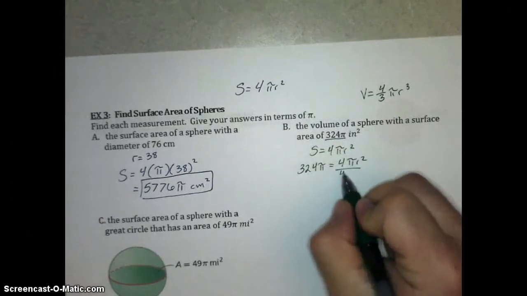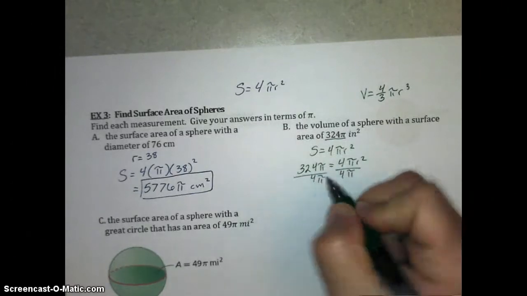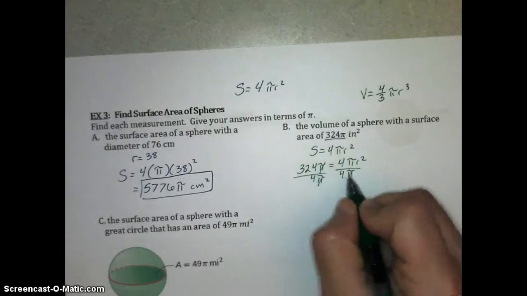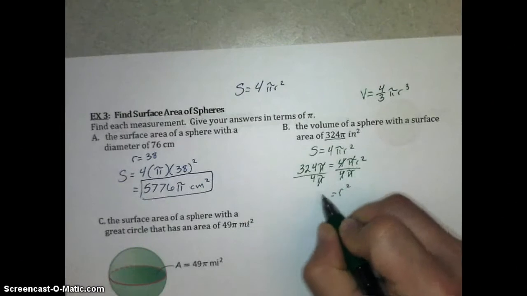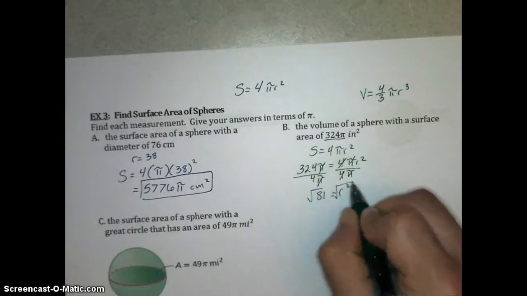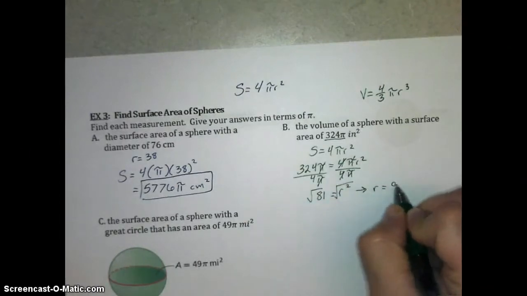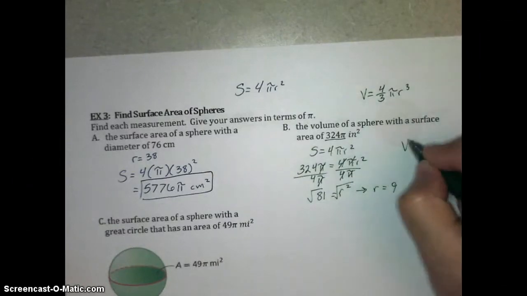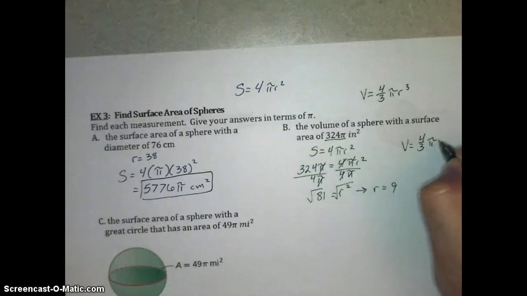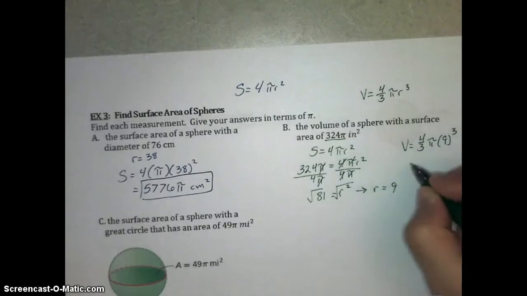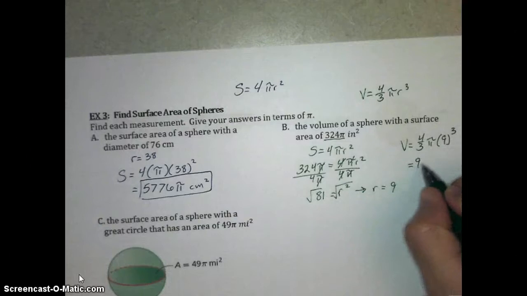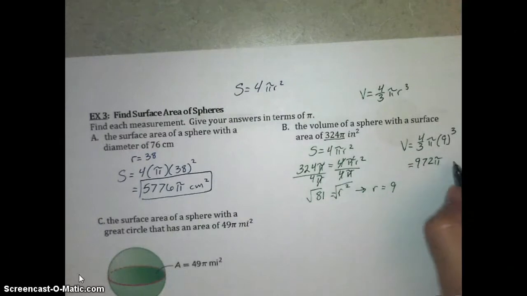The first step is to divide by 4 pi. When we do 324 divided by 4, we get 81 and the pi's cancel. So our radius squared is 81. So we need to take the square root of both sides. You should be able to see that then the radius is 9. Now that we know the radius is 9, we plug into this formula to find volume. 4/3 pi times that radius of 9 cubed. In terms of pi, after we multiply all that out, we should get that the volume is 972 pi cubic inches.